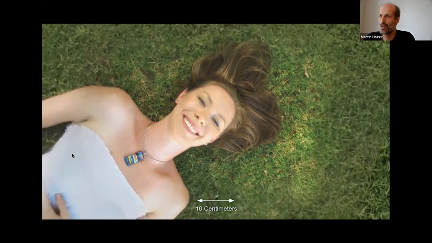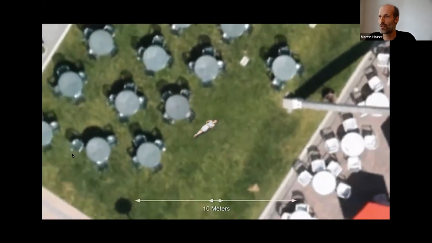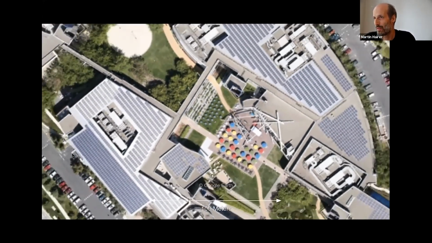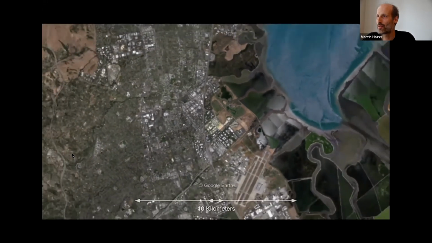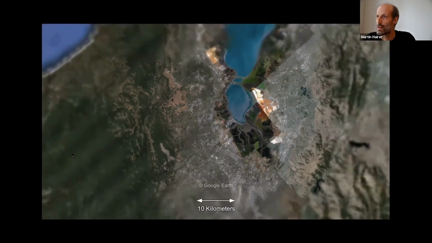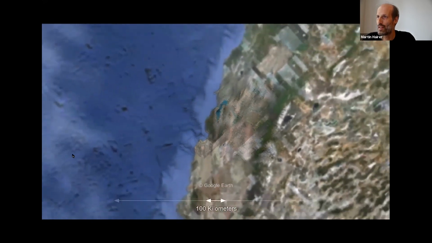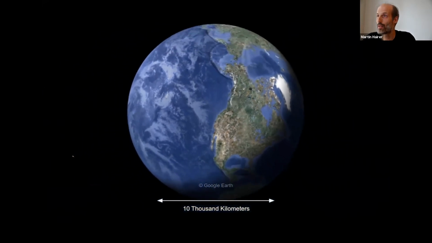And now about a meter, we're zooming out. We see that the person is lying in a field, in a city. And now we're getting to very large scales, right? So we see that the city is on the west coast of the United States. And now we're already at the scale of the whole Earth.